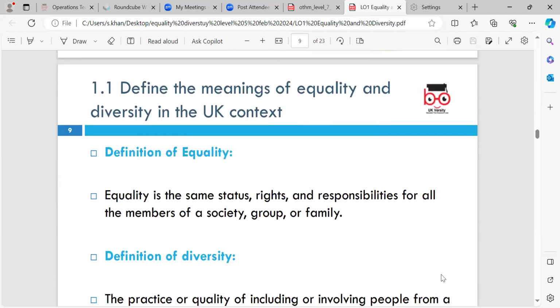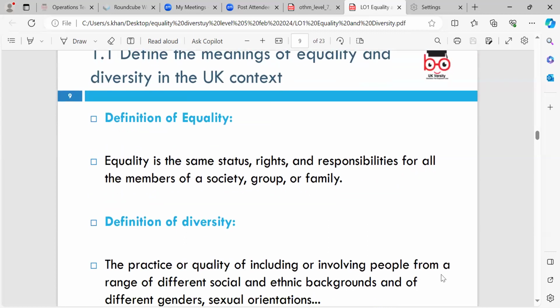1.1, define the meanings of equality and diversity within the UK context. So definition: equality is the same status, rights and responsibilities for all the members of a society, group or family. So everyone should be treated equally. There should be equal opportunity for everyone. And diversity is the next definition, which refers to recognizing people's values and valuing differences.